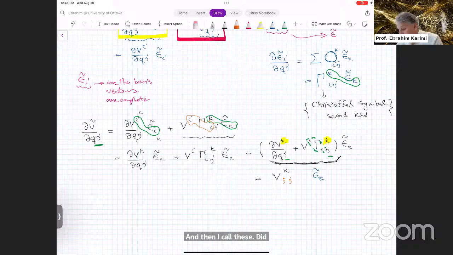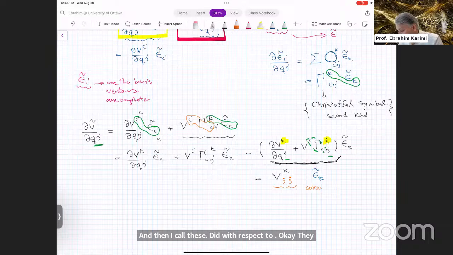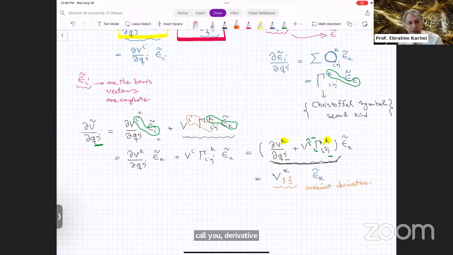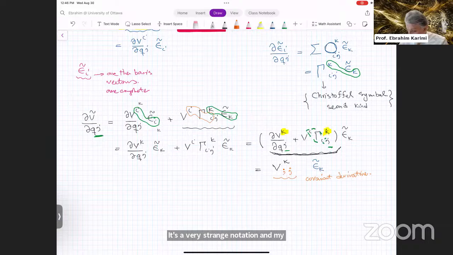They call it covariant derivative. It's a very strange notation, and my apologies for that. So if you take the covariant derivative of a vector, then that will be the result. Vk. We call this the covariant derivative with respect to J, or semicolon J, of epsilon K. Good? Is it clear? And the definition.